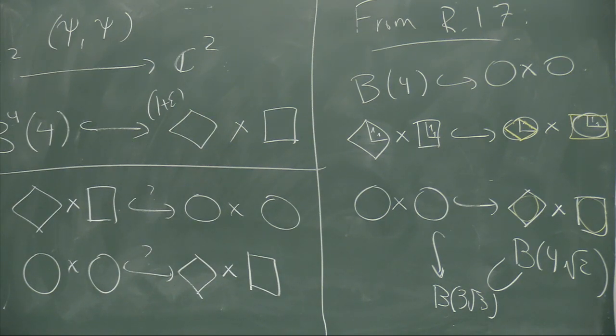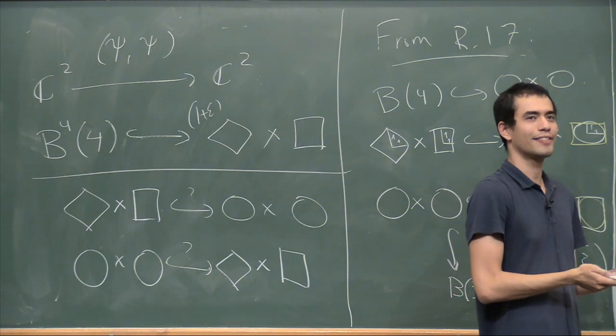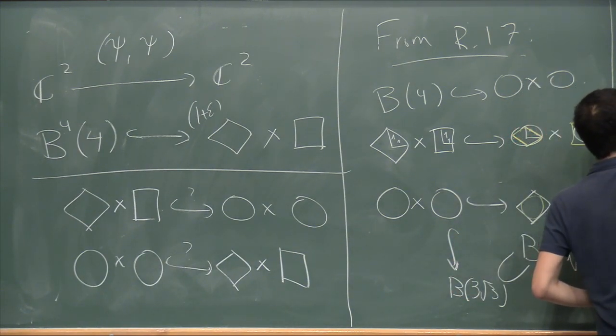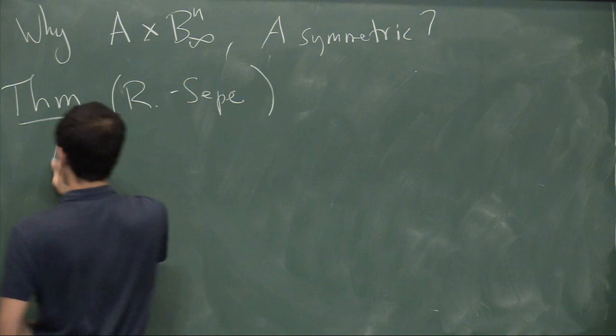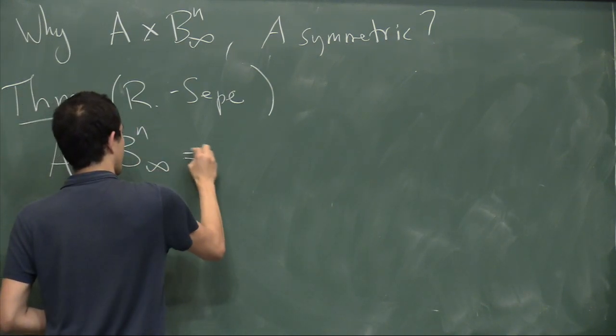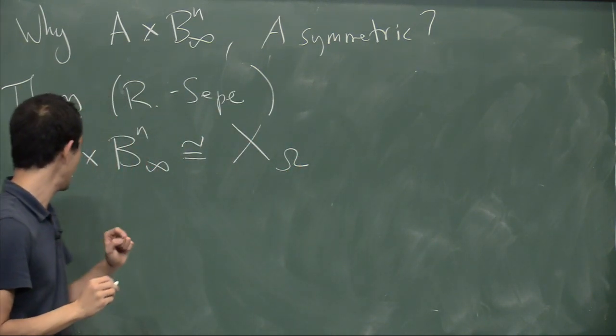So why did I pick such products? Why did I pick a product of a symmetric set with a cube? What I would like to do now is to explain why symmetric times cube. This is because these guys turn out to be our friends, the toric domains. So the theorem is that these guys are symplectomorphic to a toric domain. And how do you obtain this omega from A?